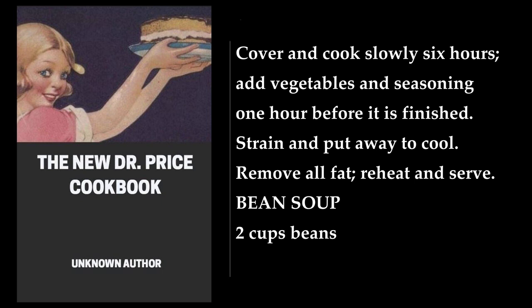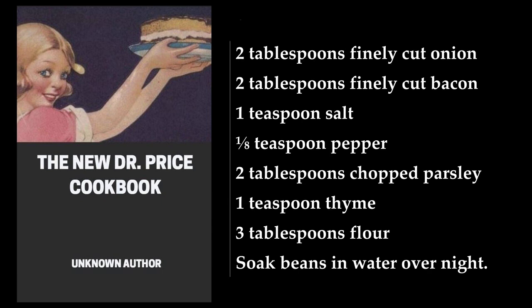Bean soup. 2 cups beans. 2 tablespoons finely cut onion. 2 tablespoons finely cut bacon. 1 teaspoon salt. 1/8 teaspoon pepper. 2 tablespoons chopped parsley. 1 teaspoon thyme. 3 tablespoons flour. Soak beans in water overnight.